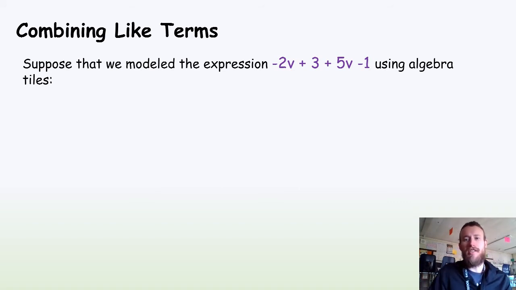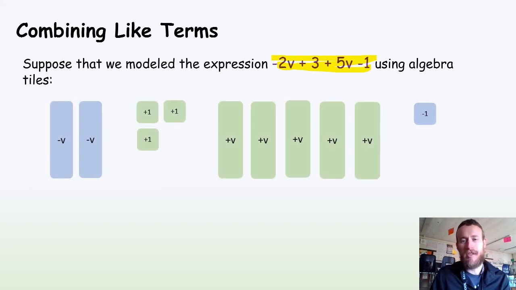So say we have a look at this expression, negative 2v plus 3 plus 5v minus 1. And we want to model it. We can use what's called algebra tiles to model this expression and see what it might look like visually.